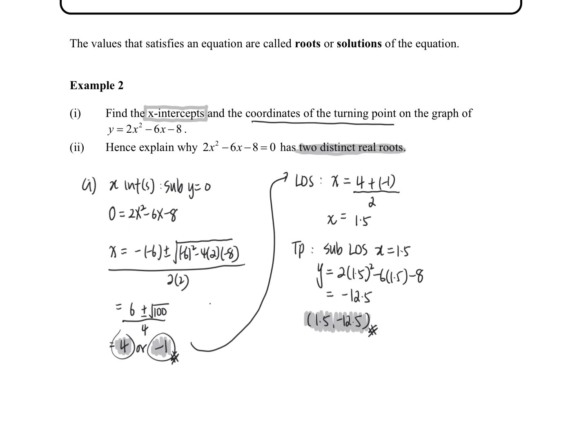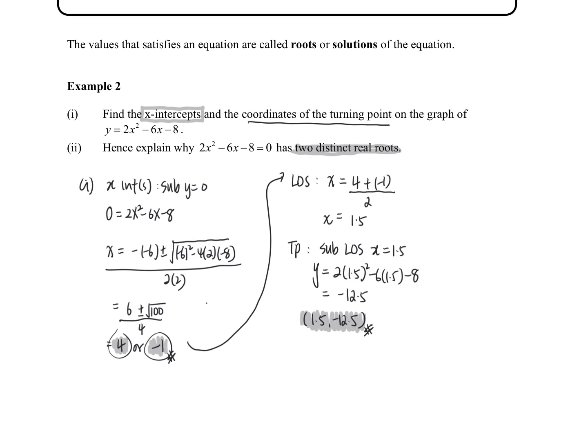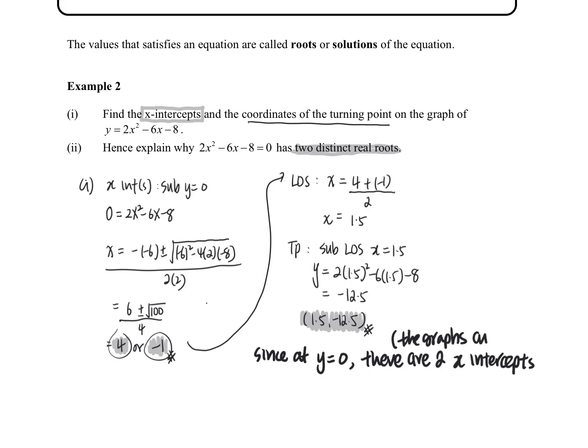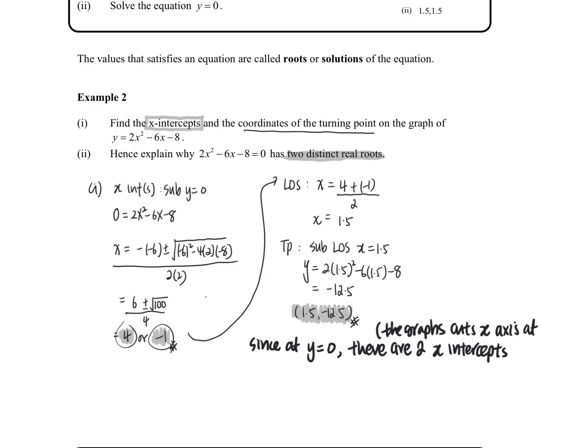Okay? So you can say, since at y equals to 0, there are 2 x-intercepts. Or you can say the graph cuts the x-axis at 2 points. So I leave it to you which one is your preference.